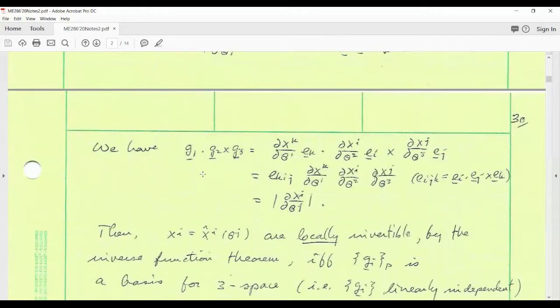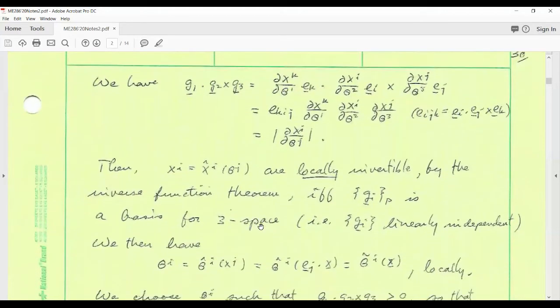Similar discussions appear in, say, 185 or continuum mechanics. A set of vectors is linearly independent in 3 dimensions if and only if their scalar triple product is non-zero, which means this determinant should be non-zero. That determinant being non-zero means that the relationship giving the Cartesians in terms of the curvilinear coordinates, say through functions x hat_i, are locally invertible. That is, local invertibility of these relationships is equivalent to this determinant being non-zero.